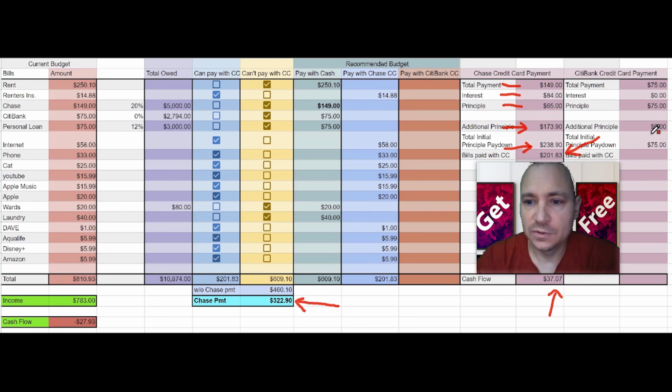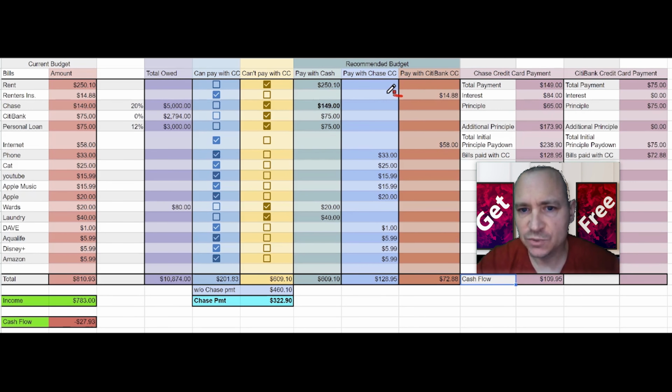But what I want to do, as we pay $238 principal down on this card that has a 20% interest charge on it, rather than paying all of these bills with the Chase credit card, what we want to do is shift a couple of bill payments and pay them with this card. So what we're going to do is pay the internet, and we're going to pay renter's insurance. Okay, so what we ended up doing was switching this payment and this payment onto the Citibank card.